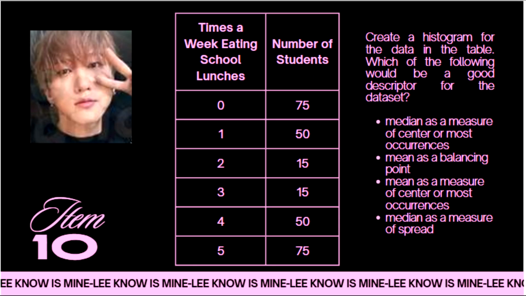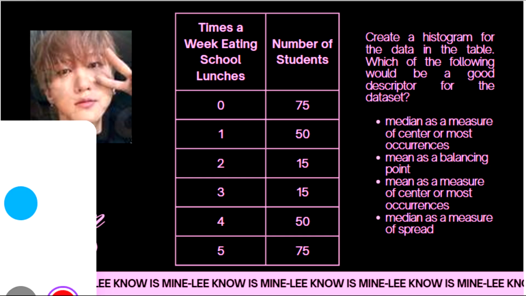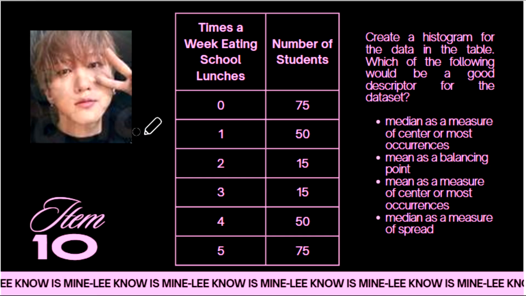Okay, create a histogram for the data in the table. Which of the following would be a good descriptor for the data set? Okay, so to create a histogram, let me change my color because that's going to look awful with all of this. Okay, so what we need to do is we have a number line first. So I'm going to put my little number line right here, and we're going to draw over the top of you. I'm sorry. But we have a 0 here, we have 1, we have 2, we have 3, we have 4, and we have 5.